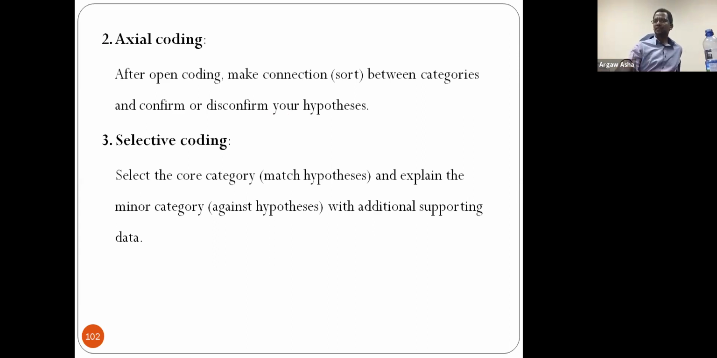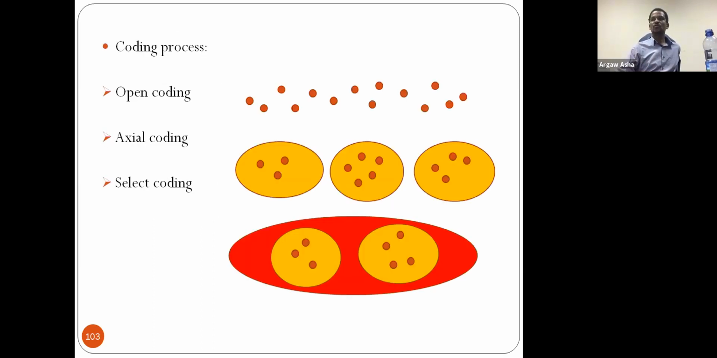And when it is axial coding, sort between categories. So you can go for the categories, then confirm or disconfirm your hypothesis. If it is selective coding, you can check, you can add some additional data, support data for your analysis to work on. If you see this picture, it will give you clearly.